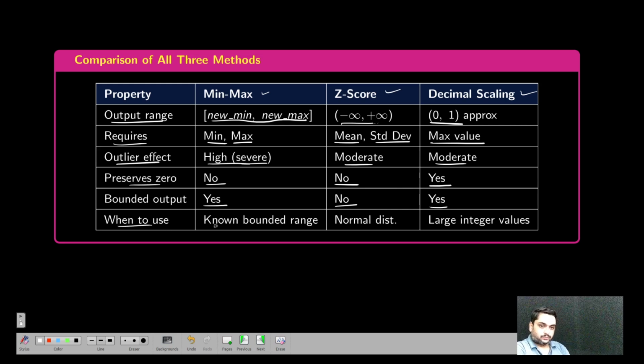When to use? With known boundary ranges, where both min and max are known, use min max. When you know that data is normally distributed, you can use Z score. Decimal scaling is usually used when the integer values are very large, so you just scale them down to small values. That is about the normalization.